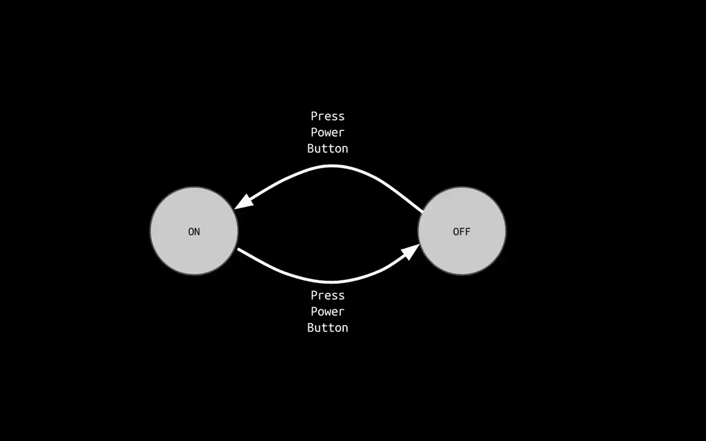It's got two different states, and it moves between those states based on different input. Does that make sense? Any questions about that before I move on?